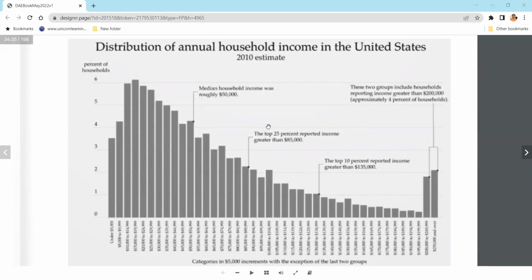Okay, so this is the distribution of annual household income in the US. Of course, this is old, but good enough for us to study. So look at the data and tell me what you see. Look at the graph and try to interpret it for me.